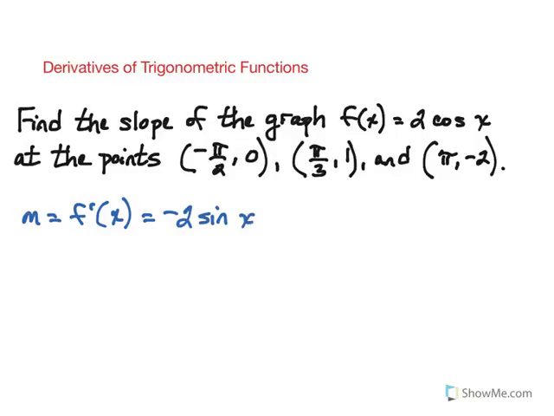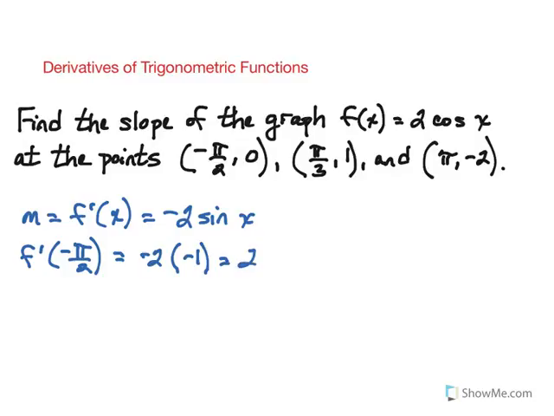Now this would very much be a non-calculator problem and is going to require use of your unit circle knowledge. So the first one, we want the derivative at the x value negative pi over 2. So we need to think of the unit circle. Sine of negative pi over 2 is going to be negative 1. So our slope is simply 2.